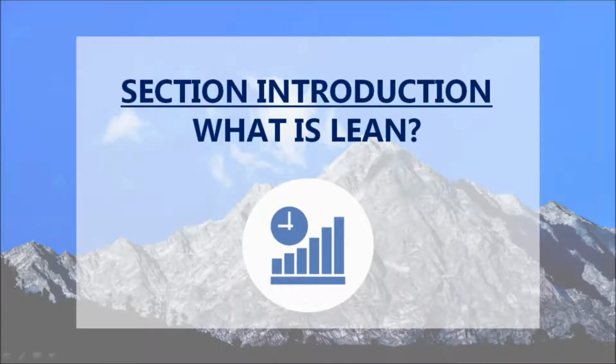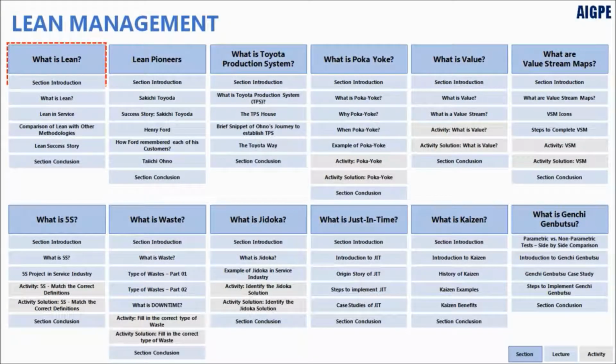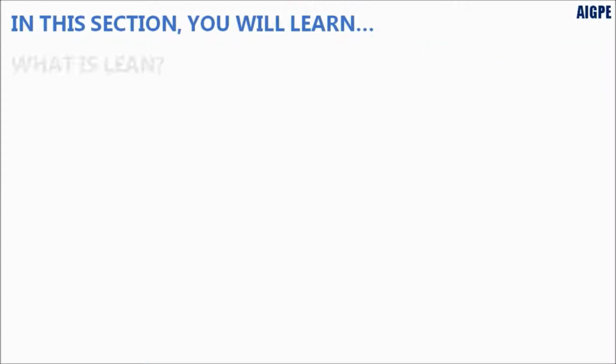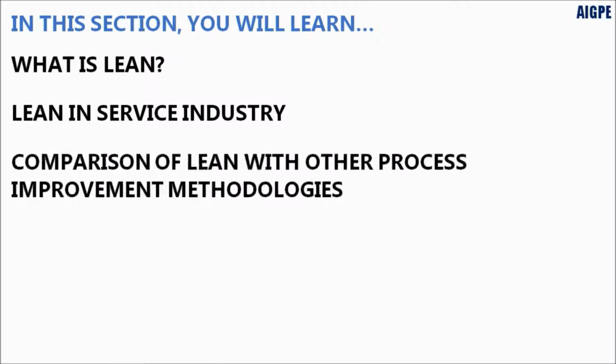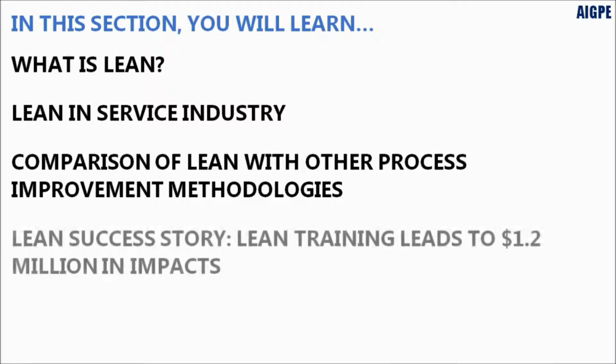Hey everyone, welcome to this section, What is Lean? In the journey of this course, you are right here. In this section, you will learn what is Lean, Lean in the service industry, comparison of Lean with other process improvement methodologies such as Six Sigma and theory of constraints. You will then go through a Lean success story titled Lean Training Leads to 1.2 million in impacts. At the end, we will conclude this section with a quiz.